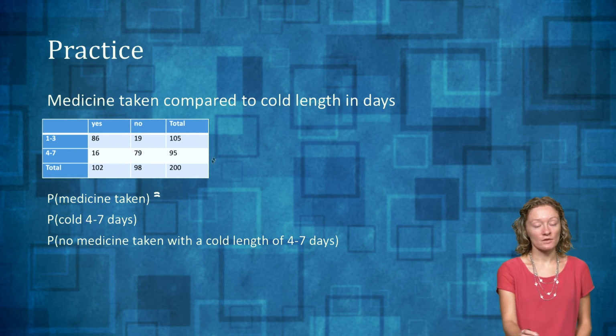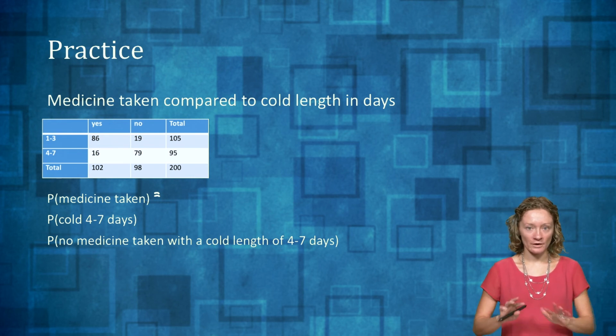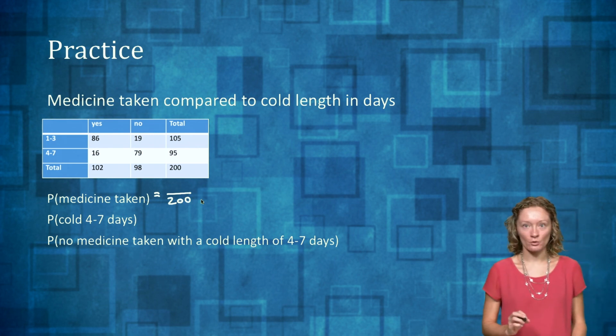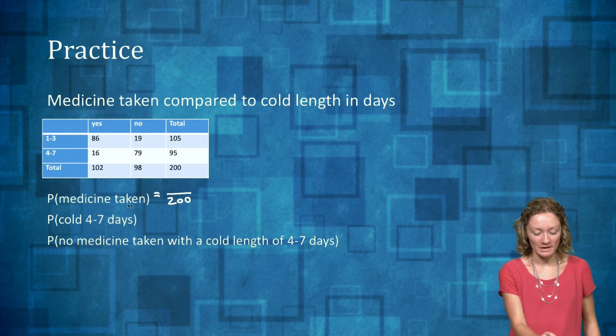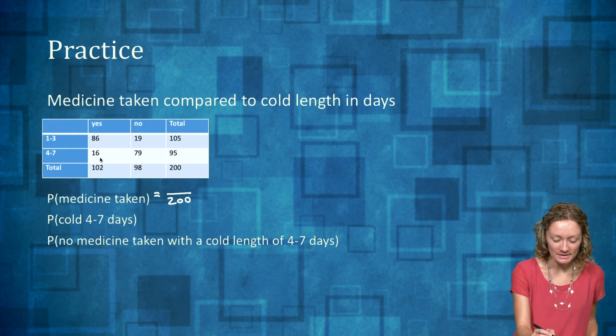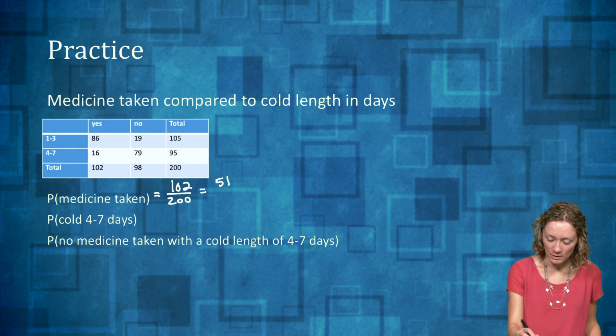Studies are done like this all the time, and there's lots more statistical and probability type analysis you can do on it. We're not going into those deep things, just these general looks. So first thing is the denominator. There were 200 total people in the survey. Of those 200, how many took medicine? We're looking for probability that medicine was taken. So 86 had this cold length, 16 had this cold length, but there were 102 that took medicine. Whether you add up 86 and 16 or just look at the 102 there, then you are good to go. So 102 over 200, which simplifies to 51 over 100.